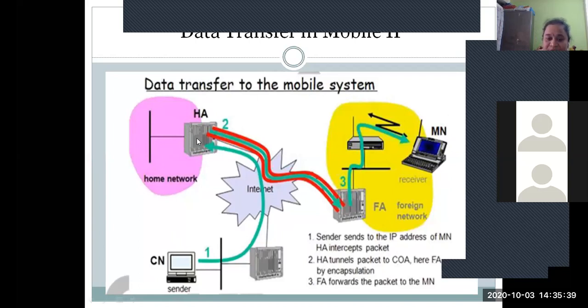So what it has to do is, the home agent HA is going to tunnel the packet to the COA, here the FA, by encapsulation. That is, the corresponding data will be tunneled to that particular foreign agent, and from the foreign agent the data will be decapsulated and sent to the mobile node in a protected way. So the foreign agent forwards the packet to the MN, right?